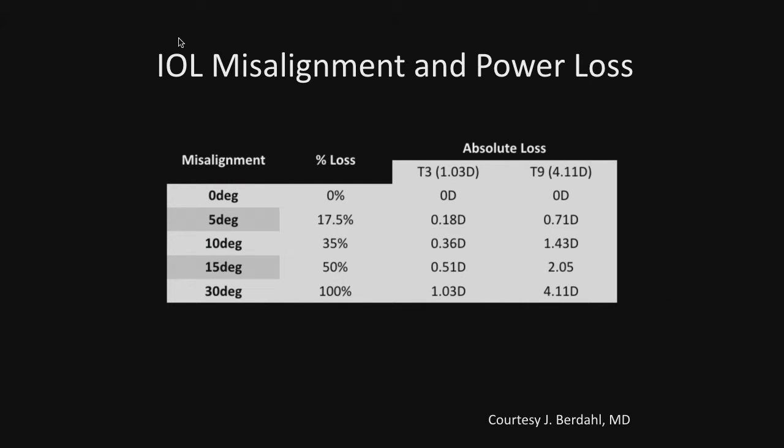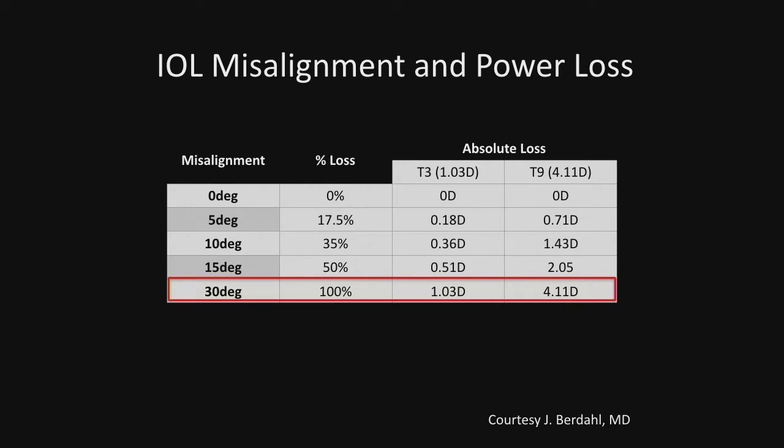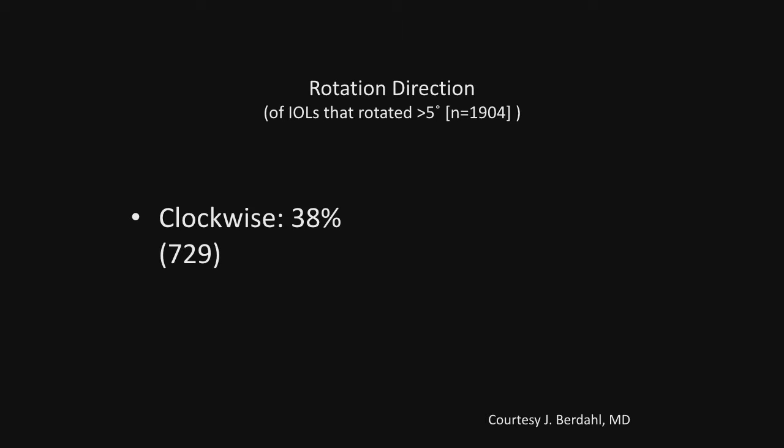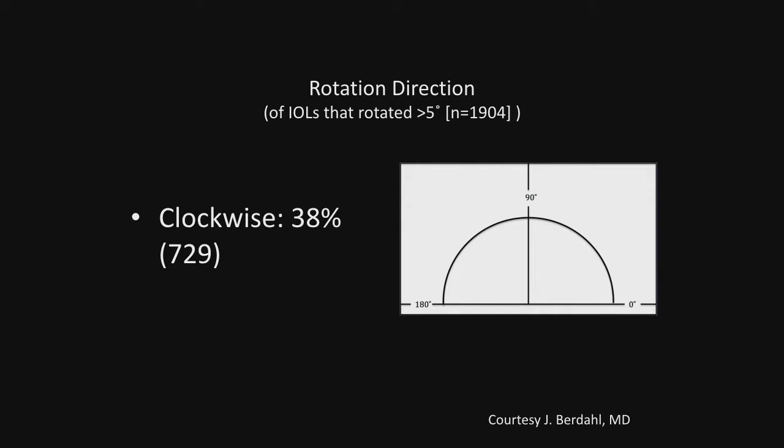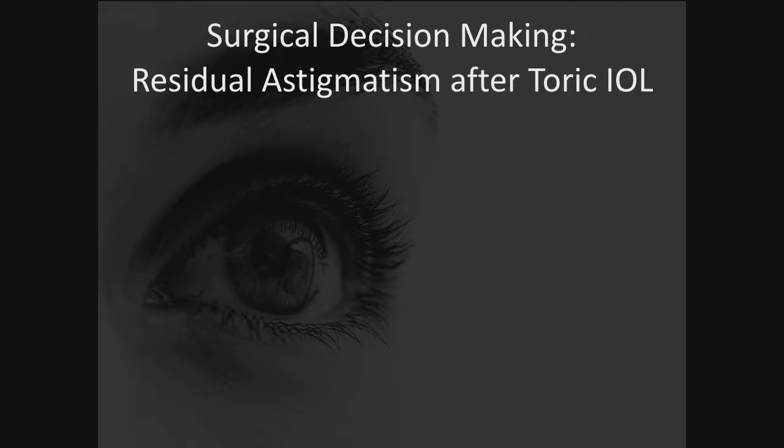But not only does it affect image quality, it actually reduces the amount of astigmatism that we're trying to fix. In fact, if we look at a 30-degree misalignment, that can actually result in a 100% loss in a toric IOL. It's kind of hard to believe. In some ways, you can even think about utilizing that to your advantage if you actually overcorrected, and that's just kind of an interesting thought. Doctors Berdahl and Harden looked at almost 2,000 eyes and found that the vast majority of these, at least 2/3, are a counterclockwise rotation, not a clockwise rotation.